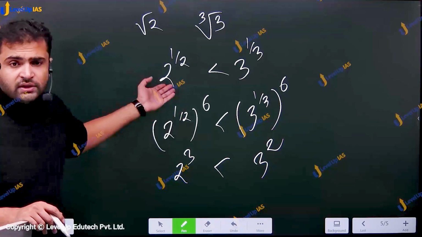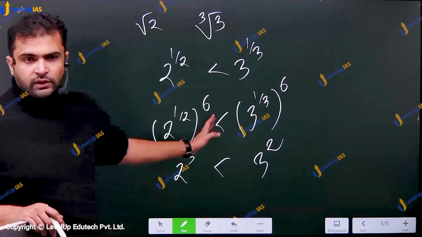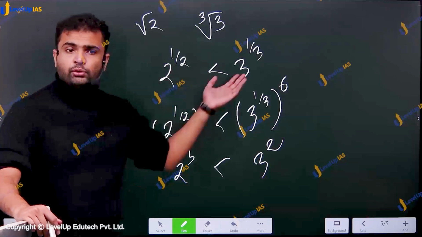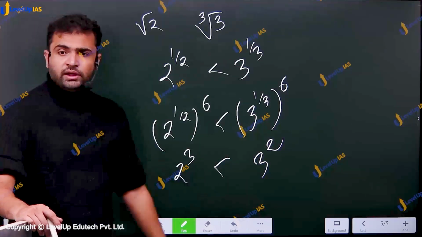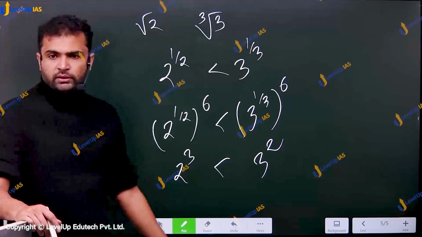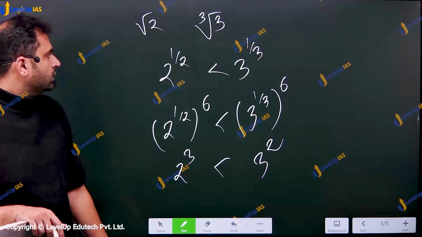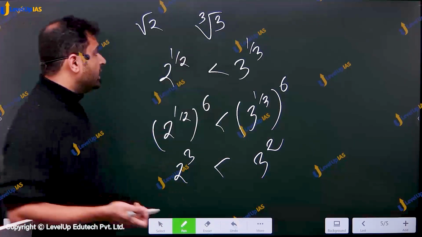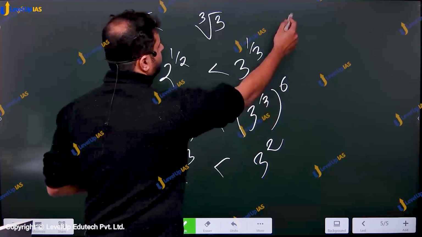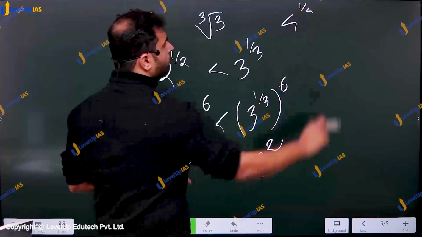And you can verify this using your phones. In your calculators you can calculate root 2 and cube root of 3. This number would be bigger. And I can have anything here then. If I have, let us say, 4th root of 4.